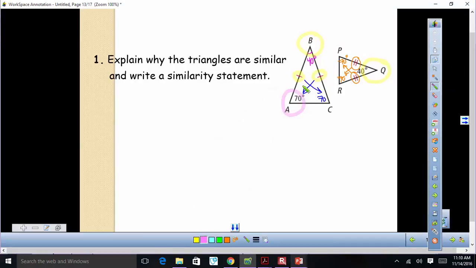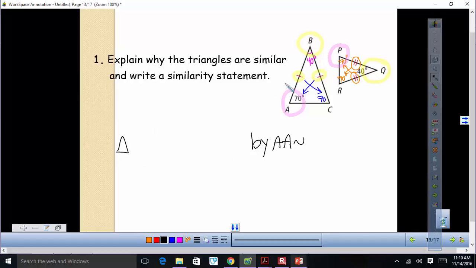So we can either say A and P, or we can say R and C. Either way, we know that they're congruent how? By angle, angle. Okay? Now I have to write my similarity statement.